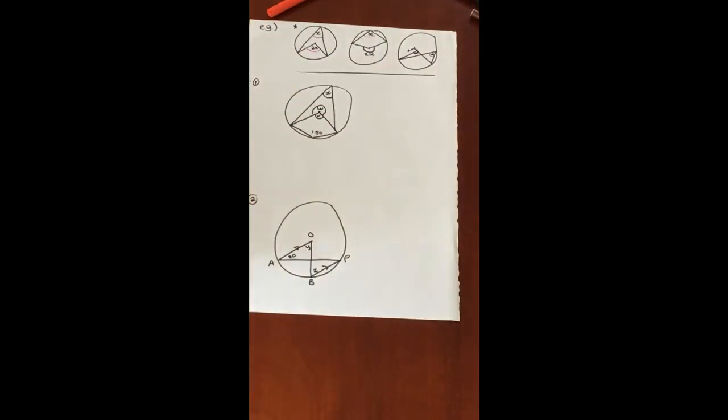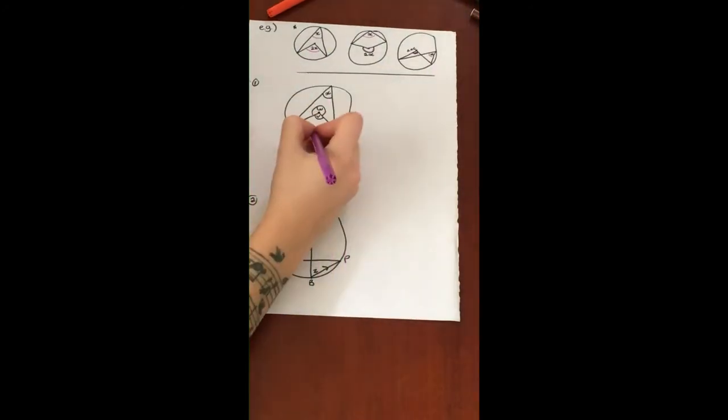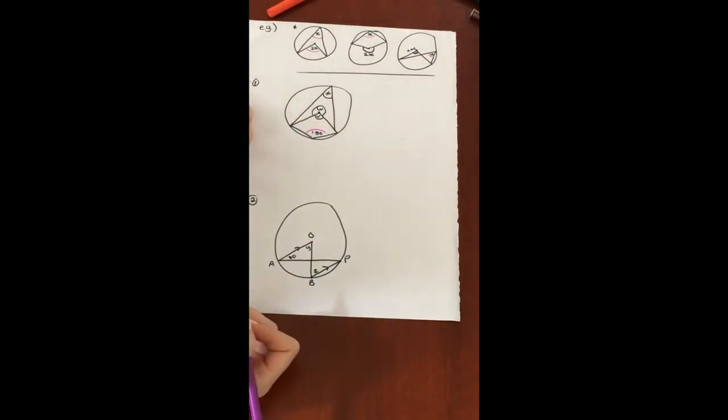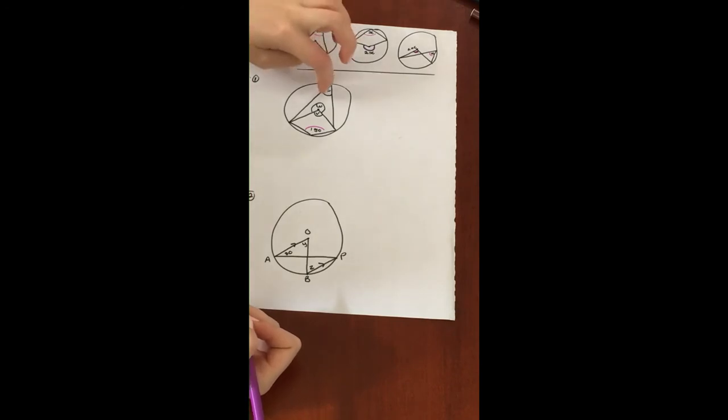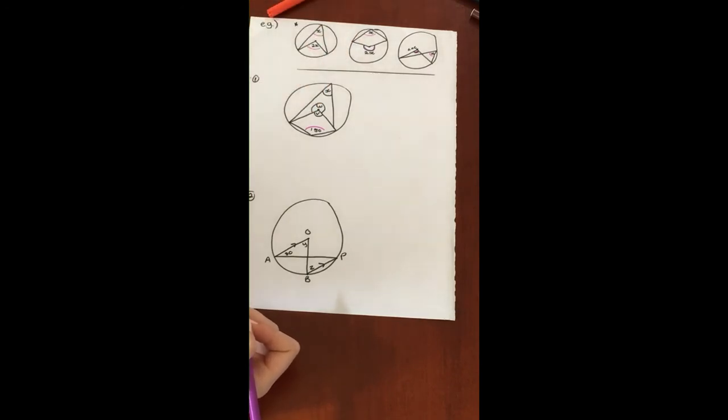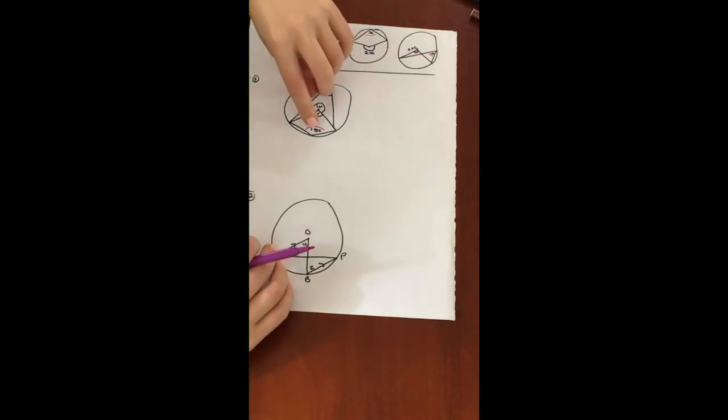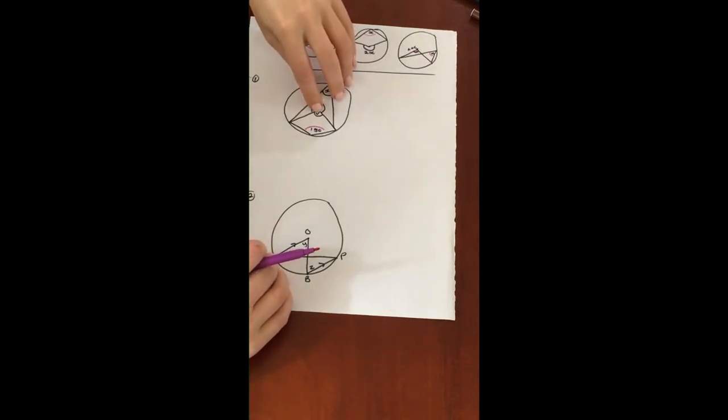Okay, so look at diagram 1. They've told us that this angle is 150 degrees. Now we need to go and find x, w, and v. Now I don't want you to get confused and think that this 150 relates to the v.